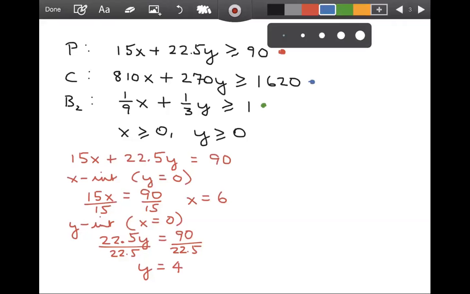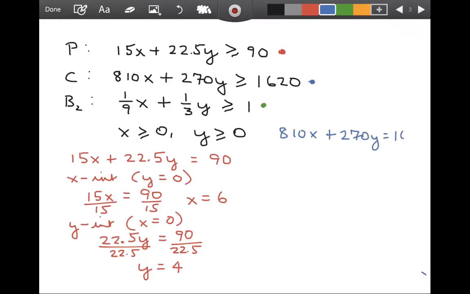Moving on to the next one, 810x plus 270y equals 1620. Starting with the x-intercept, set y equal to 0. That gives you 810x equals 1620. Dividing both sides by 810, you get x equals 2.